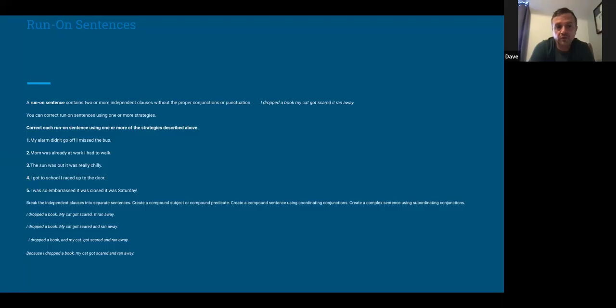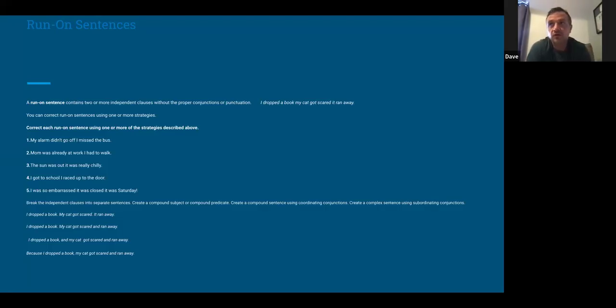So my alarm didn't go off. I missed the bus. So remember that one goes to our dependent and independent clauses, right? We needed a comma there. Mom was already at work. I had to walk. So I could use a conjunction. Mom was already at work, so I had to walk. Mom was already at work. Therefore, I needed to walk. Okay.